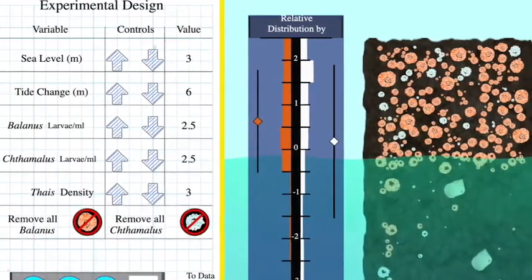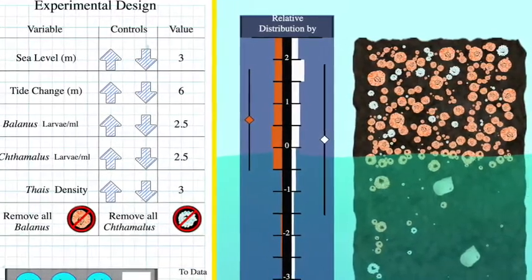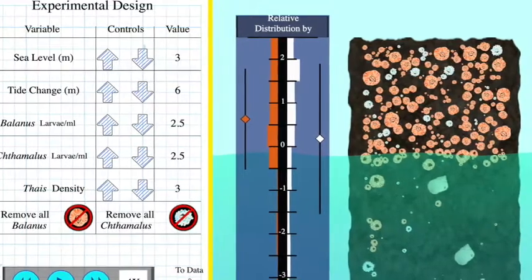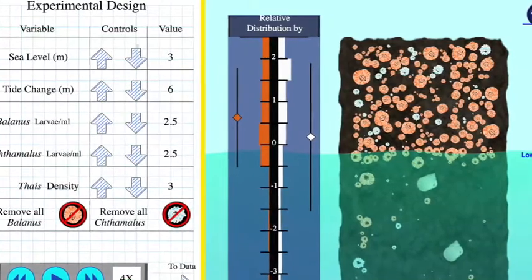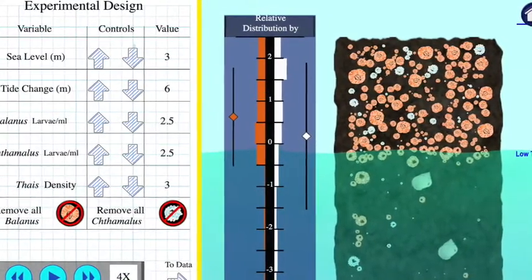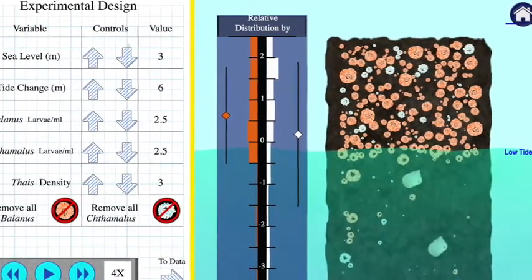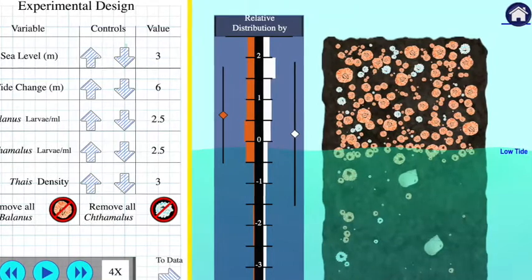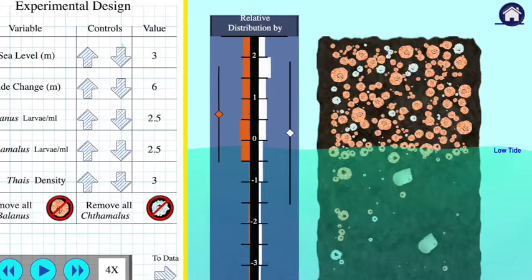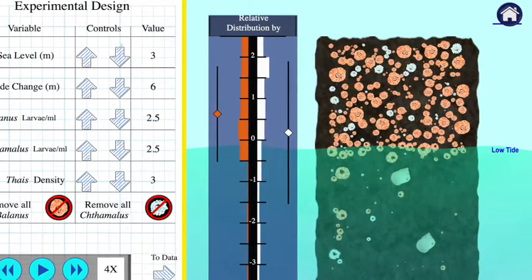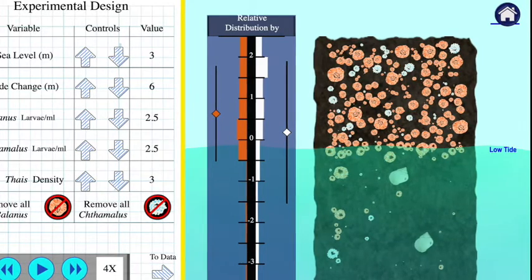The tide change was also increased to 6 meters. The Balamanus and the Cathomalus stayed the same at the value of 2.5 milliliters, as well as the Thais density, which is at 3. A major finding I saw was that the Balamanus increased in population and in size on top of the stump. However, the Cathomalus was unable to grow big and therefore decreased in numbers and in size. Most barnacles continue to grow above the low tide because the predators were unable to reach them.